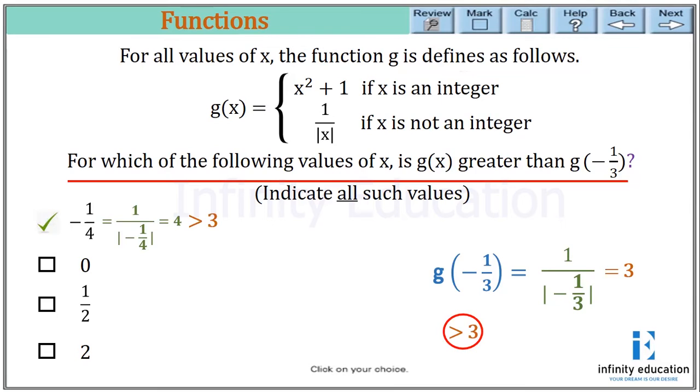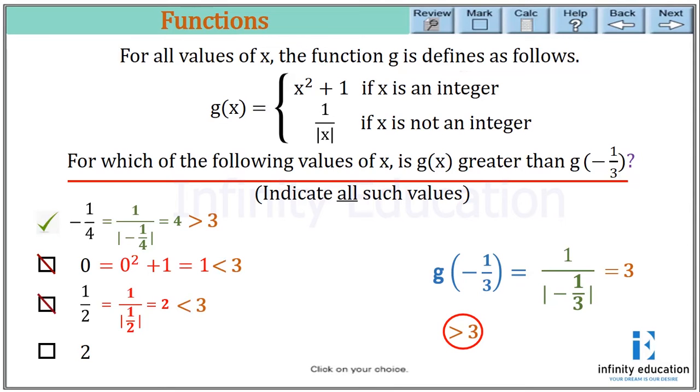The next value is 0, which is not an integer. Oh, sorry, 0 is an integer. So we must consider the first equation, that is x square plus 1. So if we put 0 for x, we are having 0 square plus 1, that is 1. So that is less than 3. So I can eliminate. The third option is 1 by 2, which is not an integer. So I must consider the second option, that is 1 by mod of x. So if we put 1 by mod of 1 by 2, we are getting 2, that is less than 3. So I can eliminate that as well.